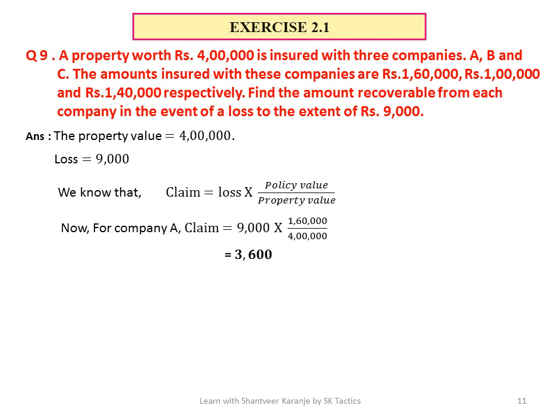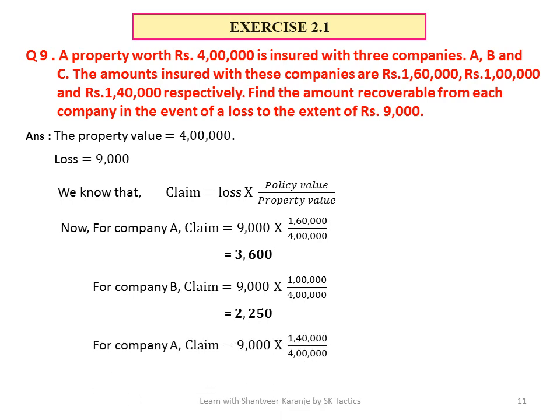Similarly we can calculate company B as well as company C. Only this amount will change. For company B, claim is equal to 9,000 into 1 lakh divided by 4 lakh gives me the answer 2,250 rupees. And for company C, claim is equal to 9,000 into 1,40,000 divided by 4 lakh, and the answer is 3,150 rupees. This is a very simple and understood question, that company A is to be calculated separately, B is to be calculated separately, and C is to be calculated separately.